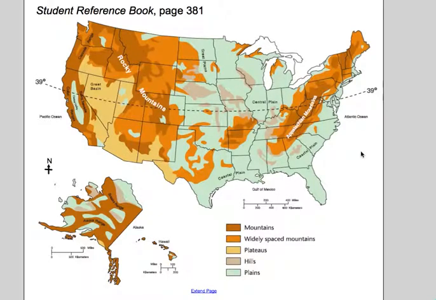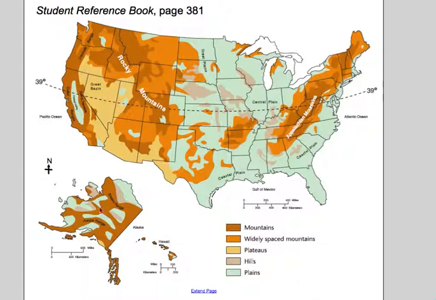Open your student reference book to page 381. I just want you to take a look at this map picture just so that we can talk about some of the features on a map that we're going to be using. Pretty much every map has a map legend or a map key. For example, this map here has this key here that explains what the different colors stand for on the map.